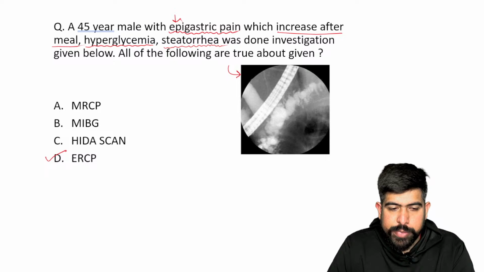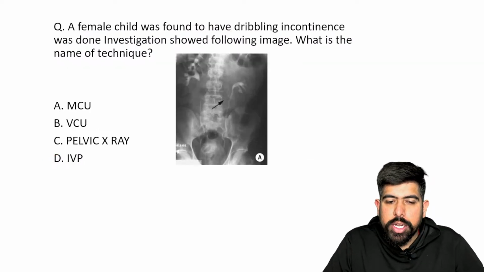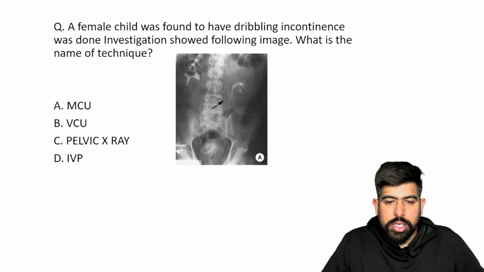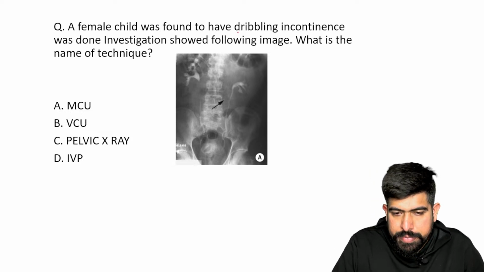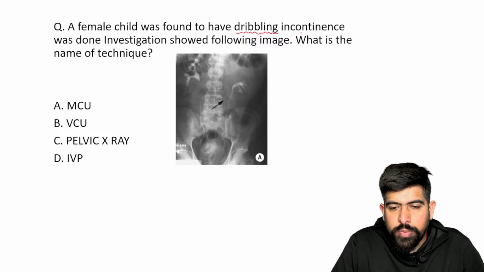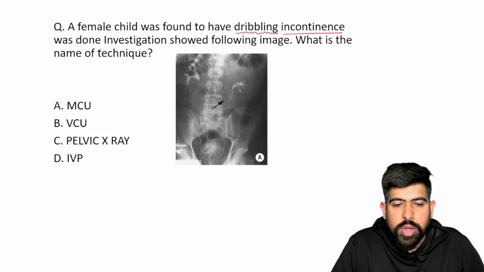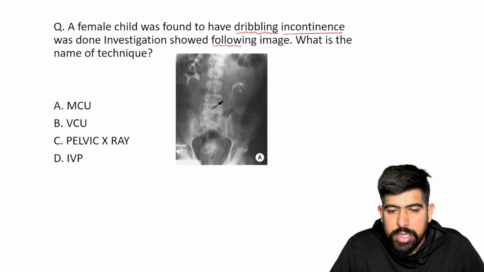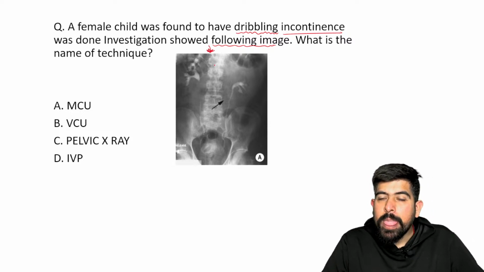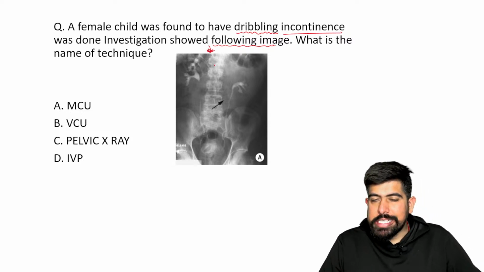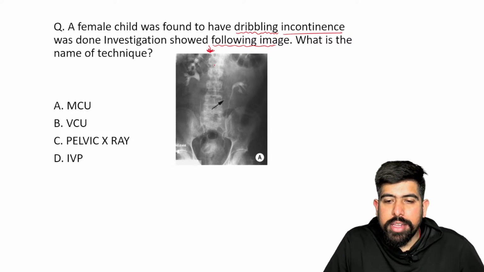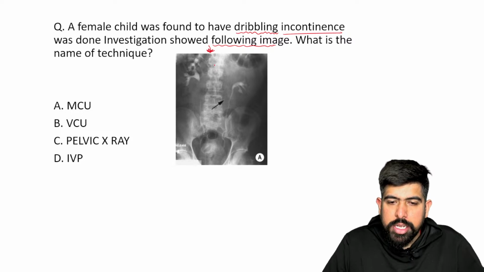Moving forward to the next MCQ, clearly seen on your screens: a female child was found to have dribbling and incontinence, and an investigation was done, shown in the image below. They didn't mention which investigation was done. They just gave you the history and the key clinical feature: dribbling and incontinence of urine.